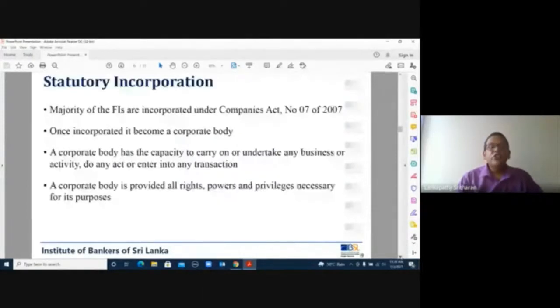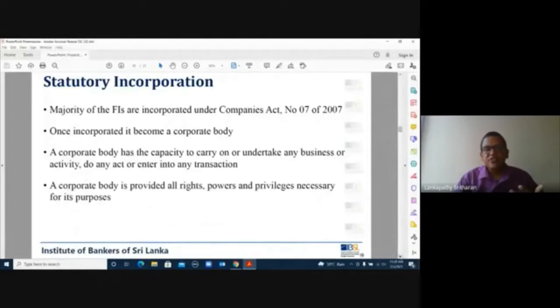The majority of the financial institutions are incorporated under the Companies Act, number 7 of 2007. From this point onwards, when I am talking about financial institutions, I am talking mainly about banks and finance companies. So, simply say, deposit taking financial institutions. You will understand the wording called deposit taking financial institutions.